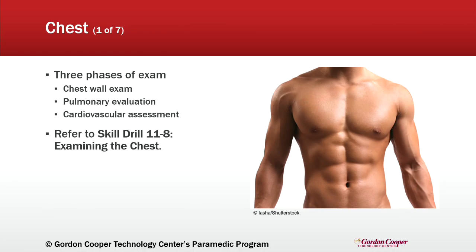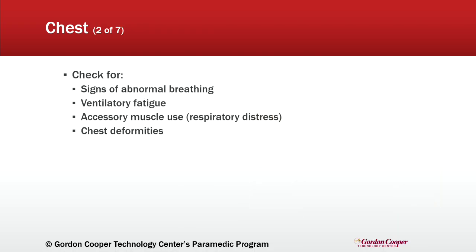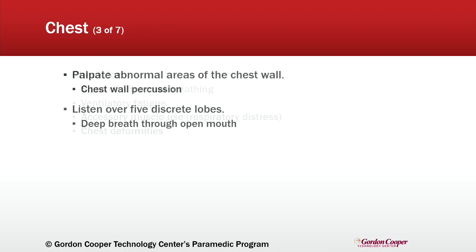The chest exam has 3 phases: the chest wall, the pulmonary evaluation, and the cardiovascular assessment. We want to hit all of these areas. So when you examine the chest, we're going to check for signs of abnormal breathing movements and ventilatory fatigue. Also check the use of accessory muscles, which is a sign of respiratory distress, and for any chest deformities. You should palpate any abnormal areas of the chest wall and consider using chest wall percussion to evaluate further.